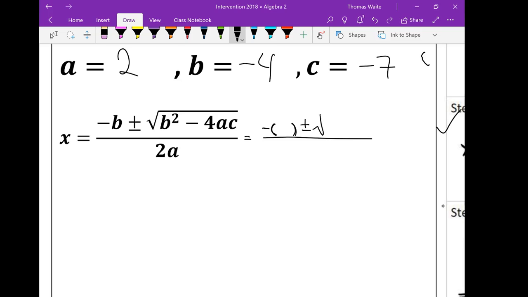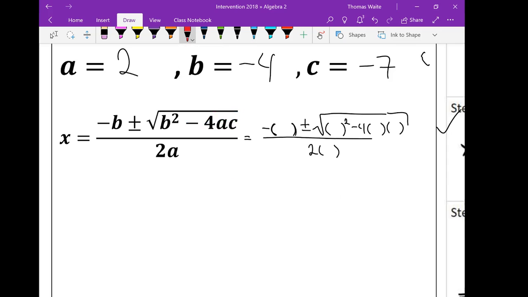Plus minus, so then we have square root. Again, this b, I'm just going to put a blank squared, so it's going to be something squared, and then minus 4 times something times something. And then on bottom, we just have 2 times something.